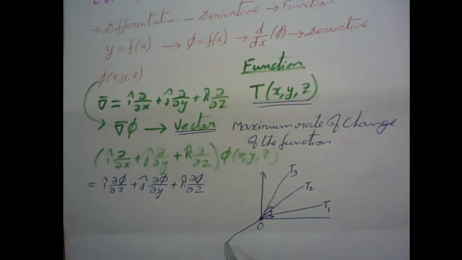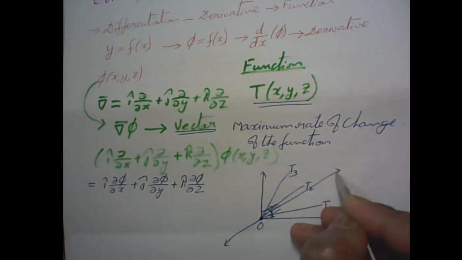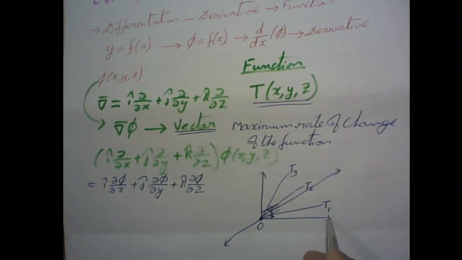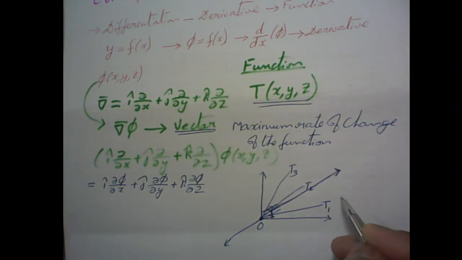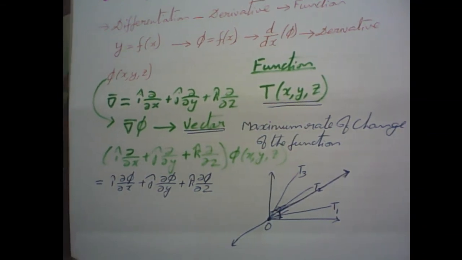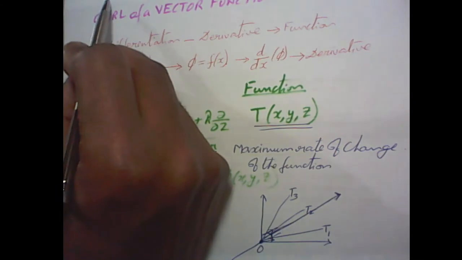So if I change the coordinates x, y, z, the value will change. Along different directions, the rate of change will be different. You can imagine if your heater is glowing in this direction, maximum change will be along this direction. If you move parallel to the floor, change might be less. So this direction of maximum change is the direction of the gradient, and the magnitude of that maximum change is the magnitude of the gradient. This is the physical significance of the gradient.